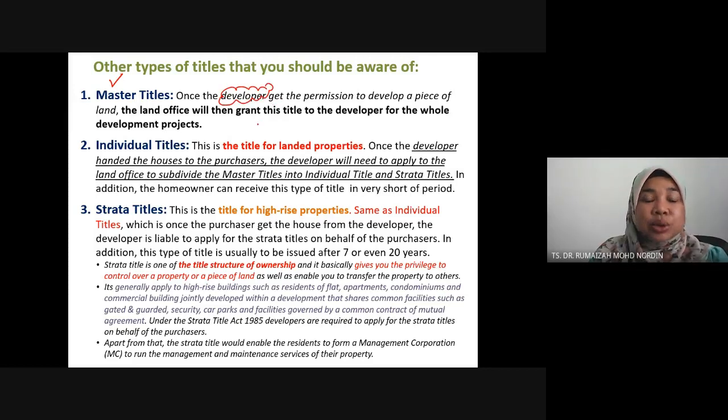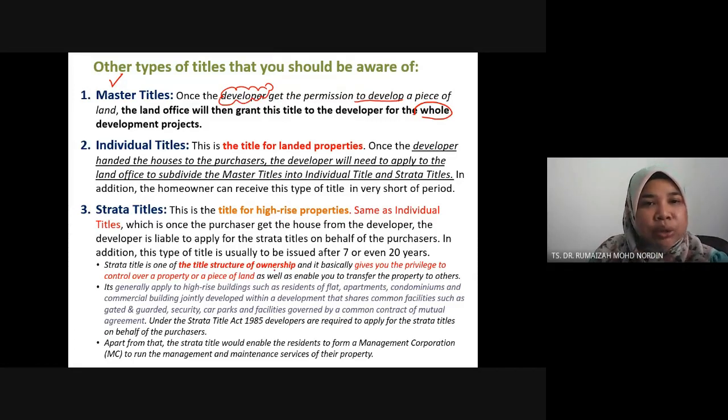Okay, tujuannya adalah to develop the land. So it is for the whole development project. Maknanya, contohnya your assignment, for example, you need to find a land 3 to 5 acres. Katalah you dapat 3 acre land. So the 3 acre land tu, the whole 3 acre akan diberikan master title kepada developer. And then developer pun akan bangunkan rumah teres.